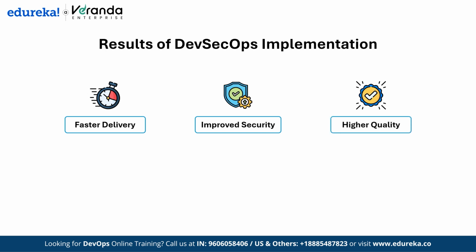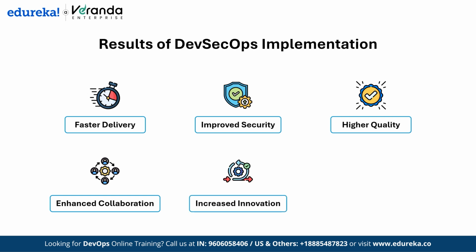Next is the higher quality, significant reduction in change failure rates due to robust testing and automation. Then is the enhanced collaboration. Teams adopted a "you built it, you run it" culture, improving accountability and service ownership. Next, it provided the increased innovation, where automation freed up time for teams to focus on creative problem solving and innovative solutions. Last is the operational agility. Processes became more flexible, enabling quick adaptation to changing business needs.